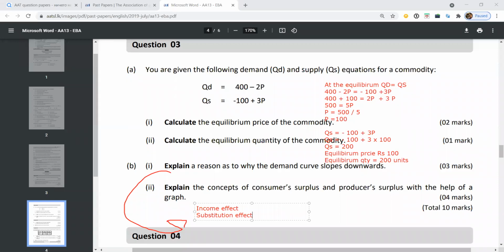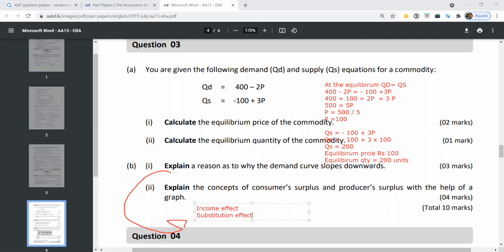So income effect is where the change in price can lead to a change in real income of consumers, and therefore quantity demand is changed while other factors are held constant. As the price increases, real income falls, and therefore the quantity demand decreases, and vice versa.